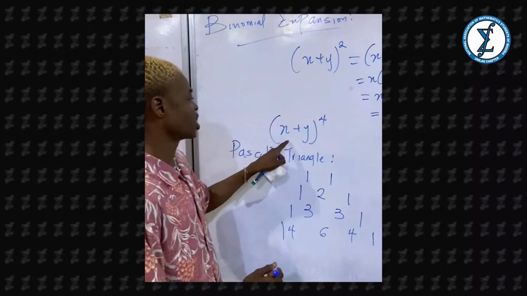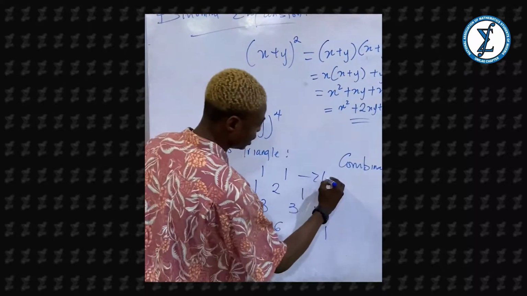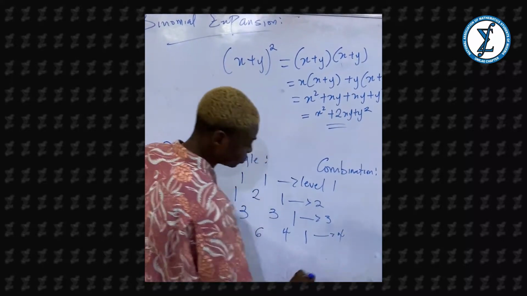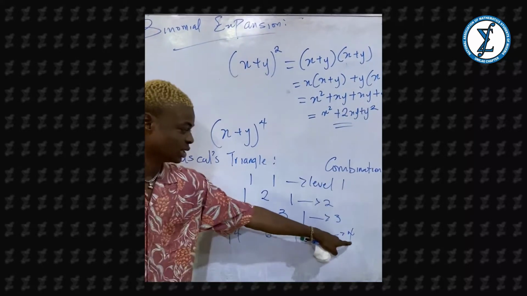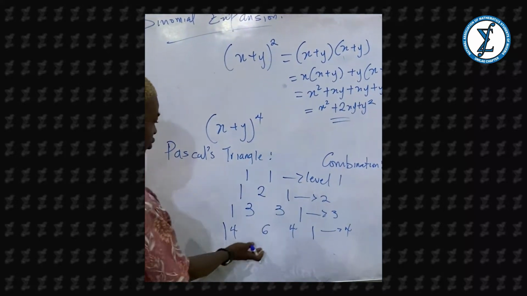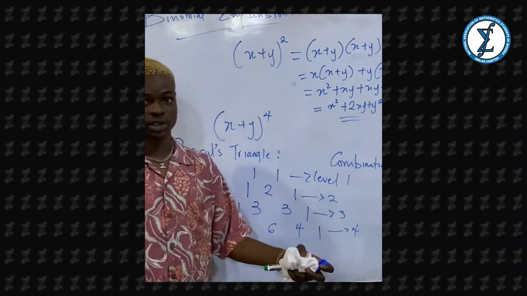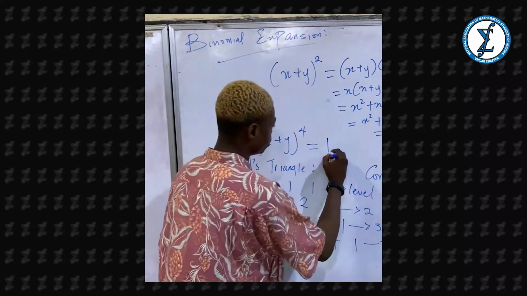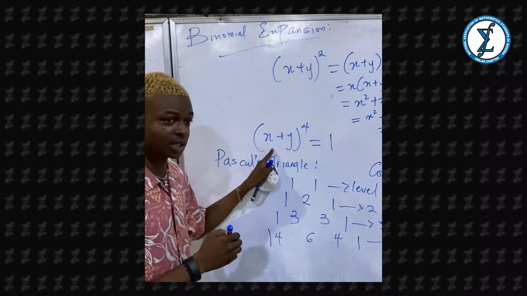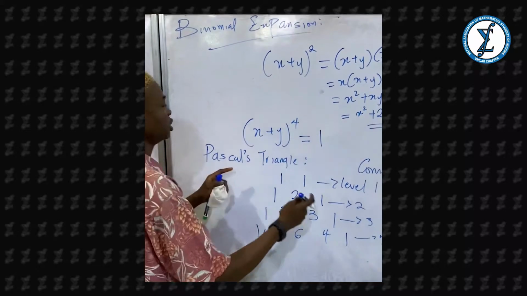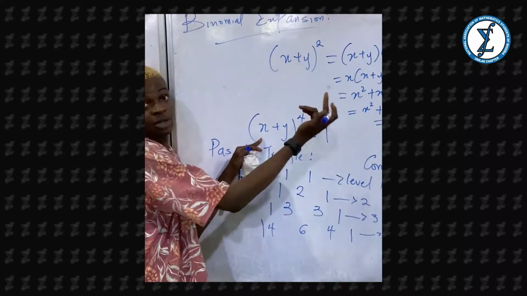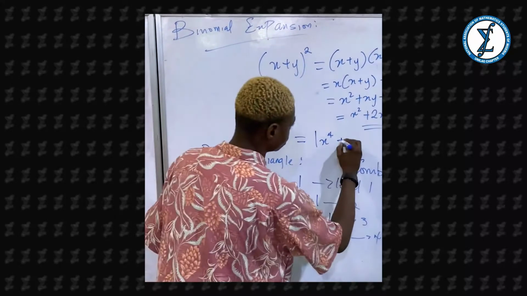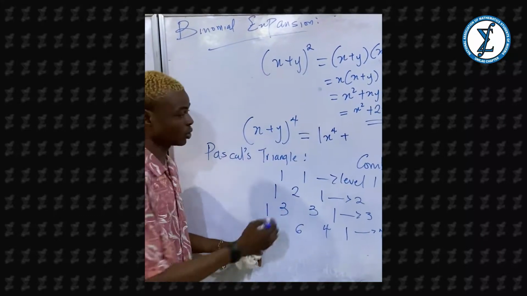For this question, we have x plus y raised to the power of 4. So this is our level 1, this is level 2, this is level 3, and this is level 4. What we need here is the level 4 numbers. These numbers are just the coefficients of the expansion. The first number here is 1, so you write 1. Now you have 2 variables, x and y, raised to the power of 4. You pick the first variable and start with the highest power. So you have x raised to the power of 4, since x is the first variable, plus the next number on our triangle, which is 4.